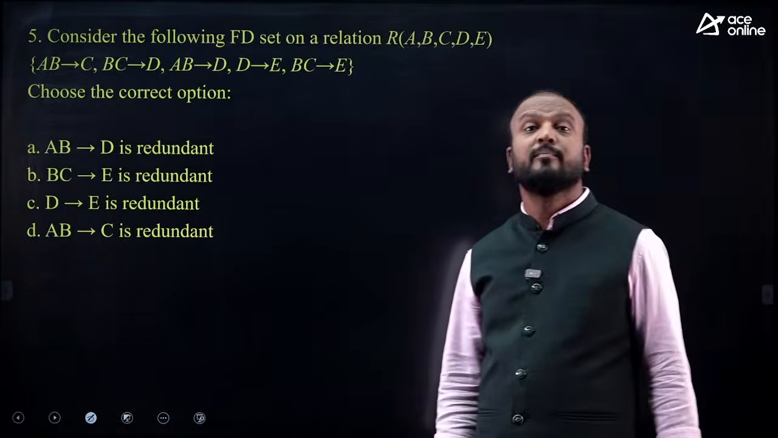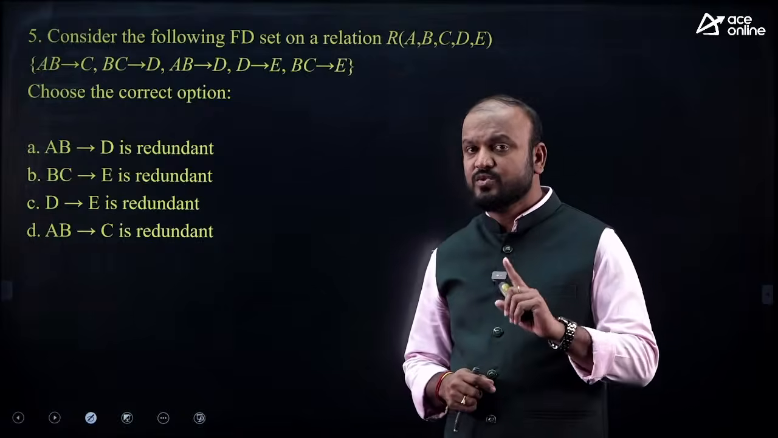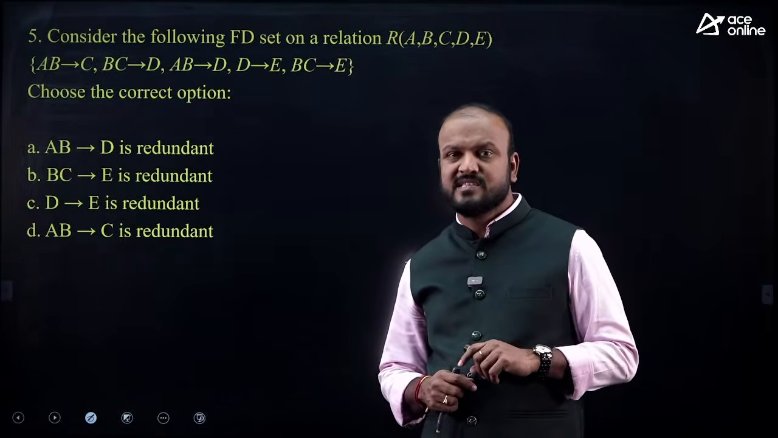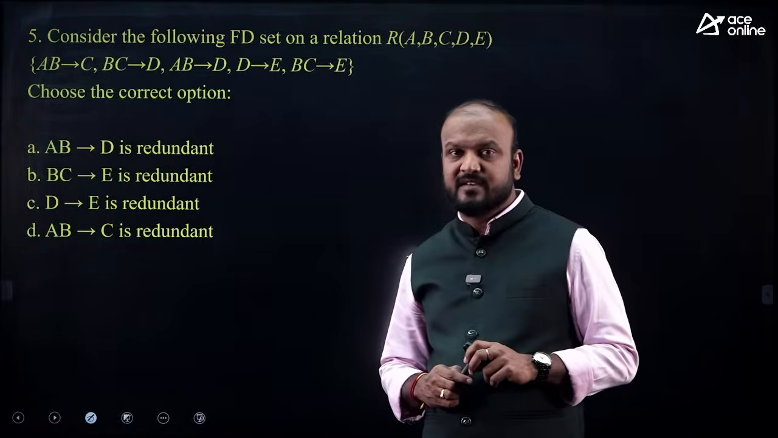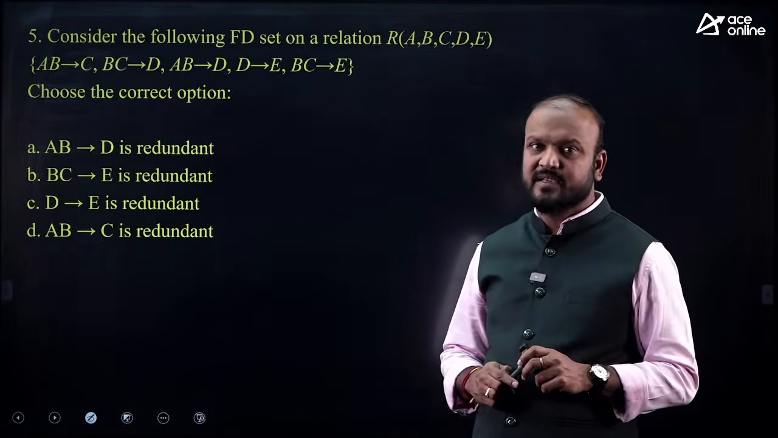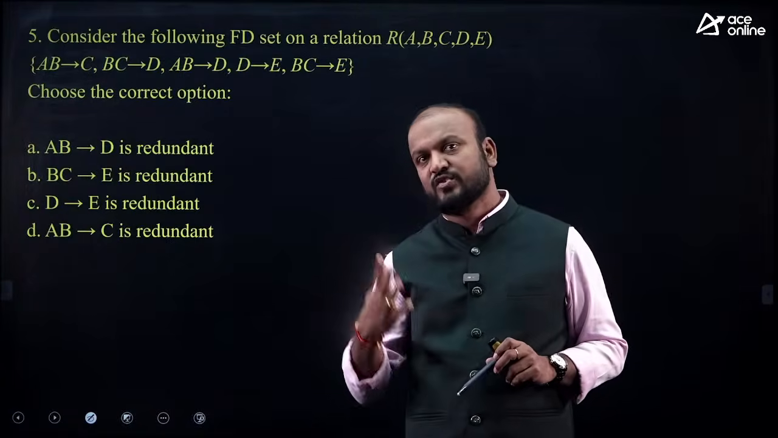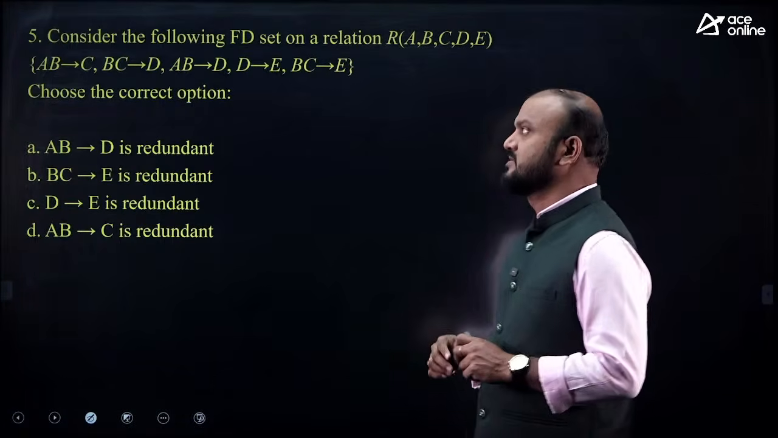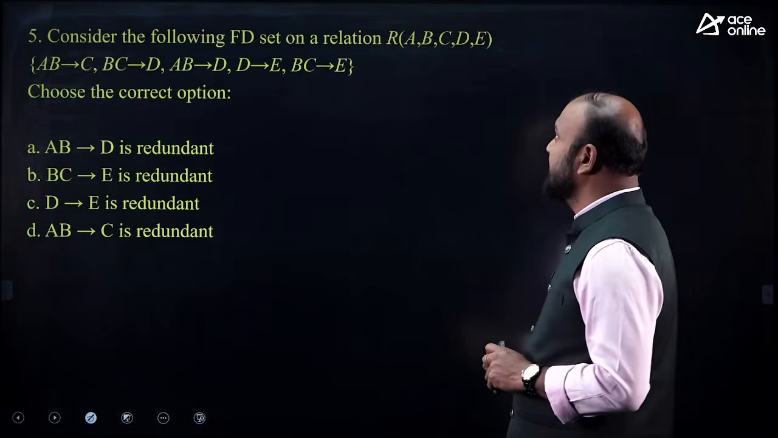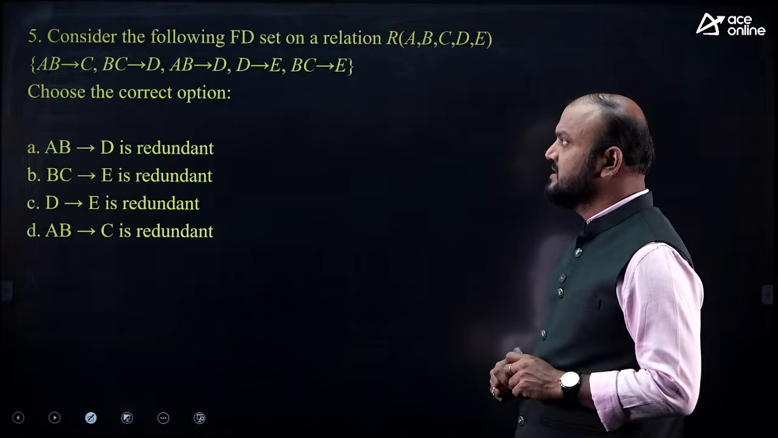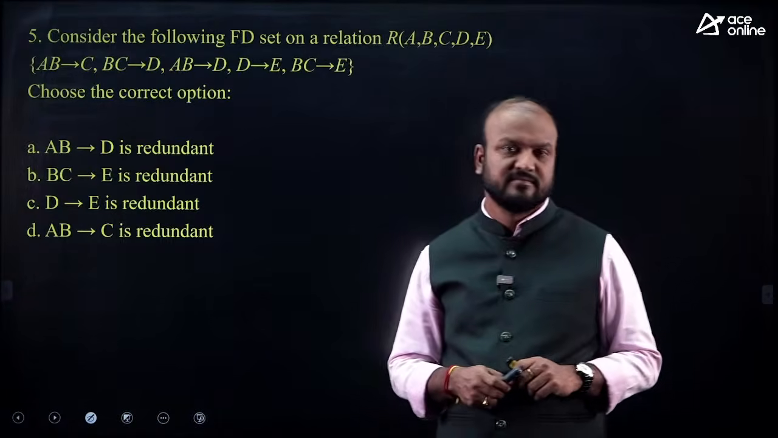This is on minimal sets of dependencies. On minimal sets of dependencies, so far only one question was asked, in 2017. After that and before that no question was there. It is also one of the most expected topics on minimal covers, but not in the conventional way. The question could be slightly different, like this. Consider the following FD set on a relation R of A, B, C, D, E. The dependencies are given. Choose the correct option. These are the options given.